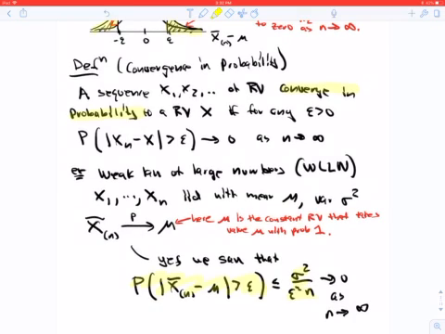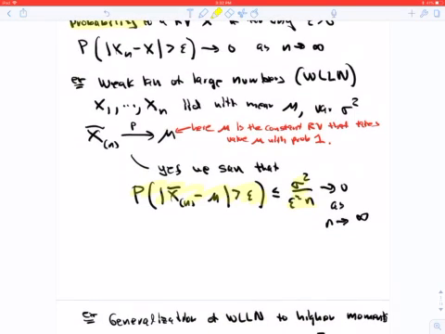Okay, that was Markov's inequality. Next, I want to introduce what it means to converge in probability. If you have a sequence of random variables, it converges in probability to another random variable if for any epsilon greater than 0, the probability that the absolute value of the difference is greater than epsilon goes to 0 as n goes to infinity. So let's take a look at an example, the weak law of large numbers.